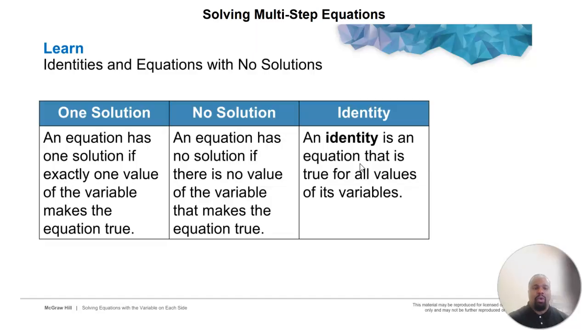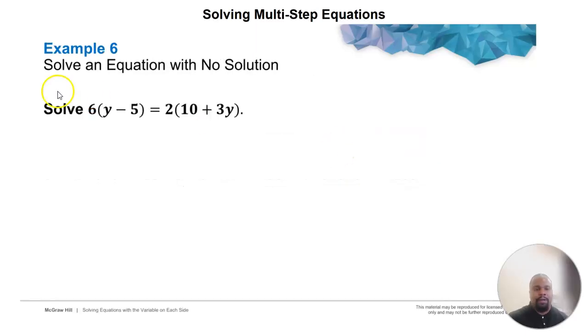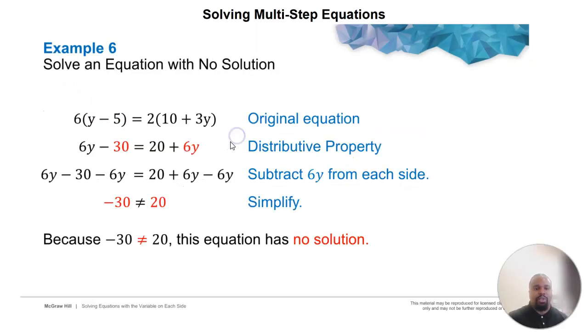Learning the identities. One solution, no solution, or many solutions. When you're trying to solve your equations, if you find out that you cancel out your variables, all right, there's a special case. It's one solution, no solution, identity. Identity means infinitely many solutions. Let me show you what I'm talking about here. If we solve this, notice what happens.